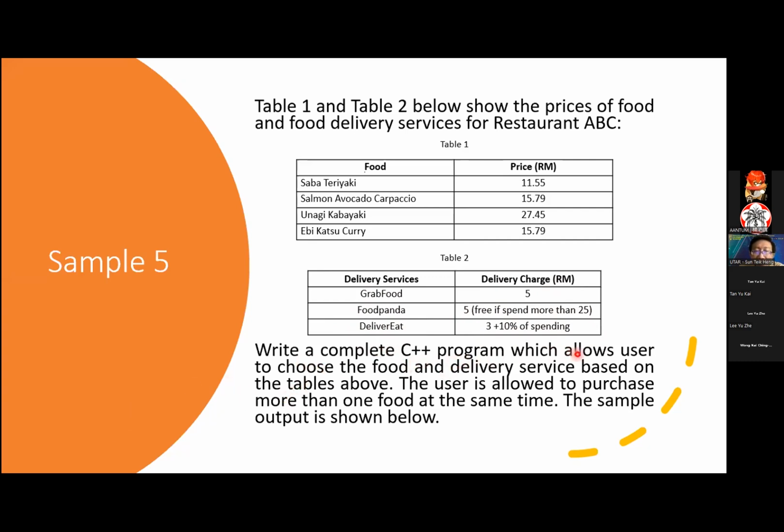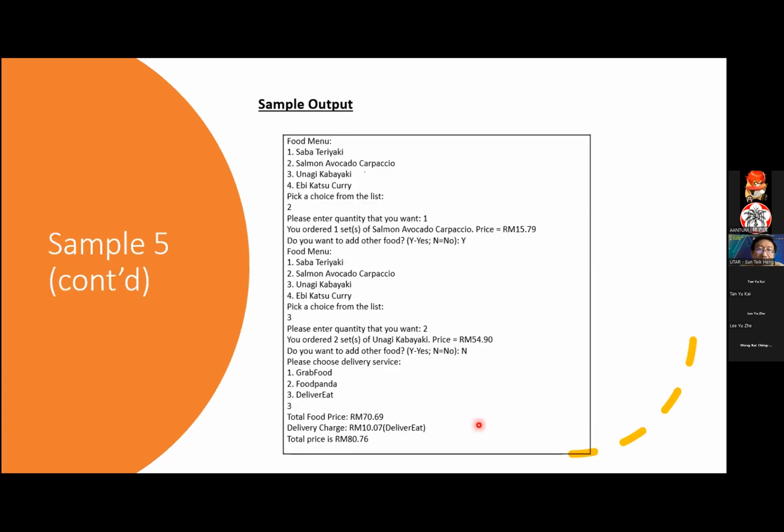Write a C++ program to allow the user to choose the food and also to choose the delivery service. Based on the tables above, the user is allowed to purchase more than one food at a time. So based on these two tables, you will calculate the final amount that the user will need to pay for his or her purchase.